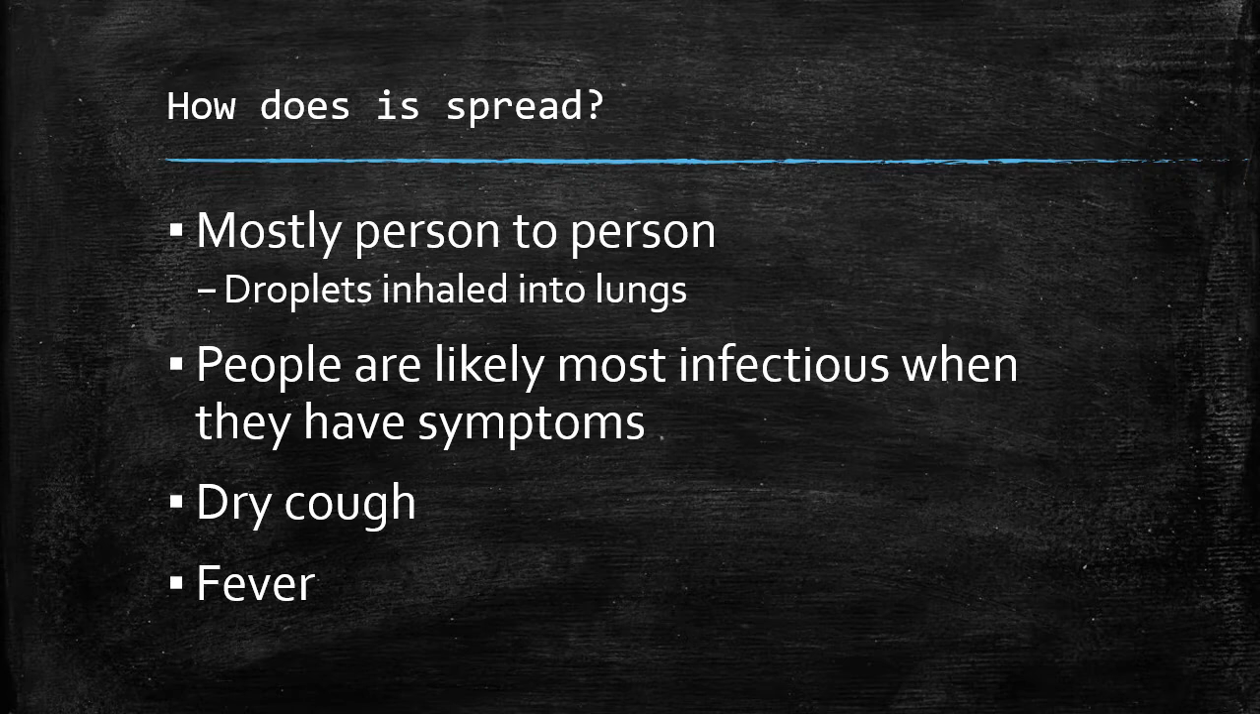People are most likely most infectious when they have symptoms, but you may be able to get it from people who are not showing symptoms. So it's better to be safe than sorry. And of course, symptoms include a dry cough, meaning a cough that doesn't produce a lot of phlegm, and fever. There are other symptoms you can look up as well, but those are the primary symptoms.